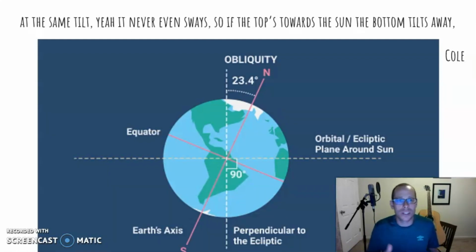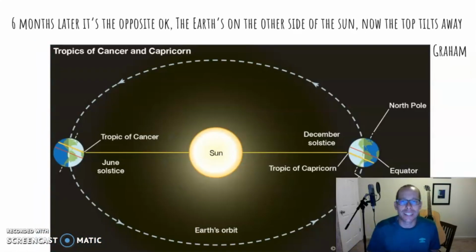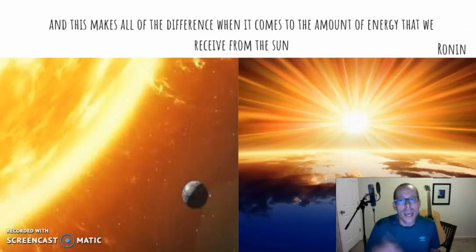So if the top's towards the sun, the bottom tilts away. 6 months later, it's the opposite, okay? The Earth's on the other side of the sun, now the top tilts away. And this makes all the difference when it comes to the amount of energy that we receive from the sun.